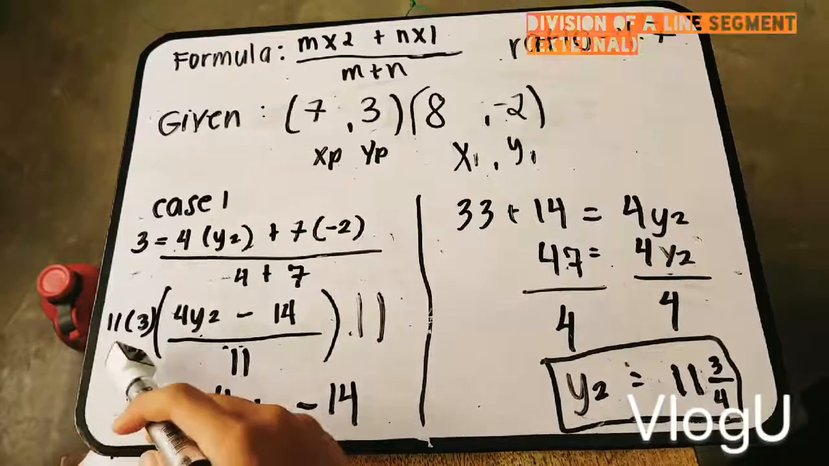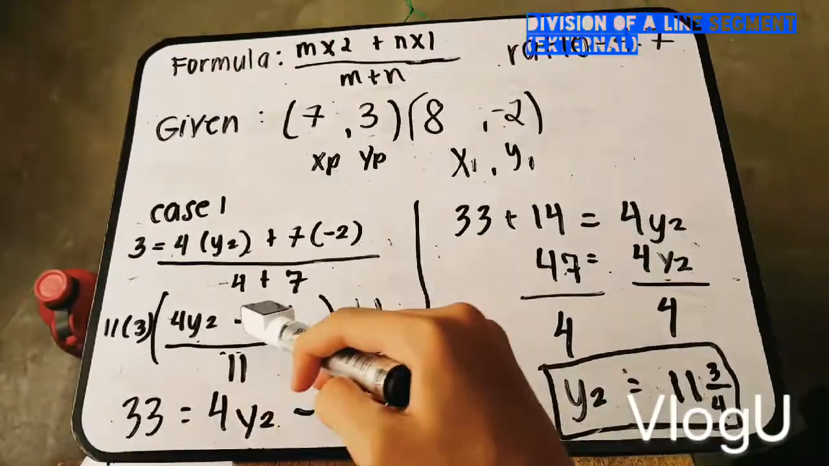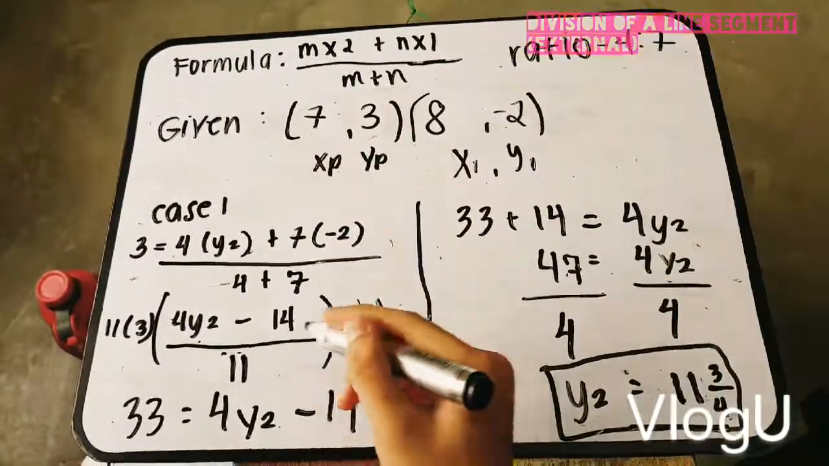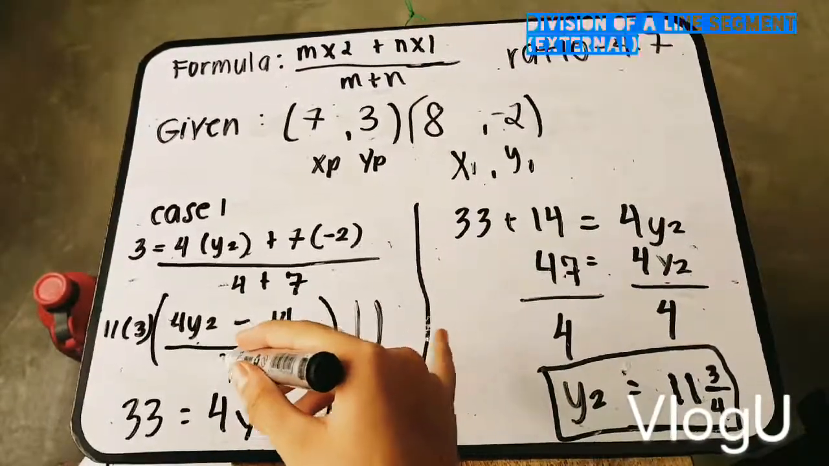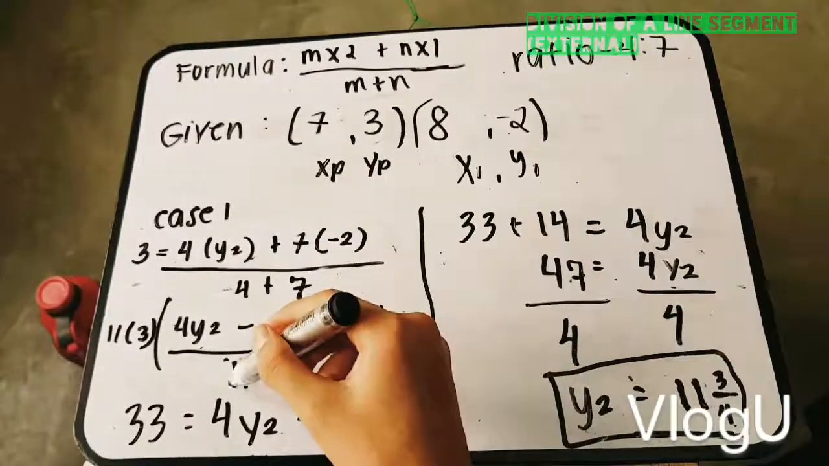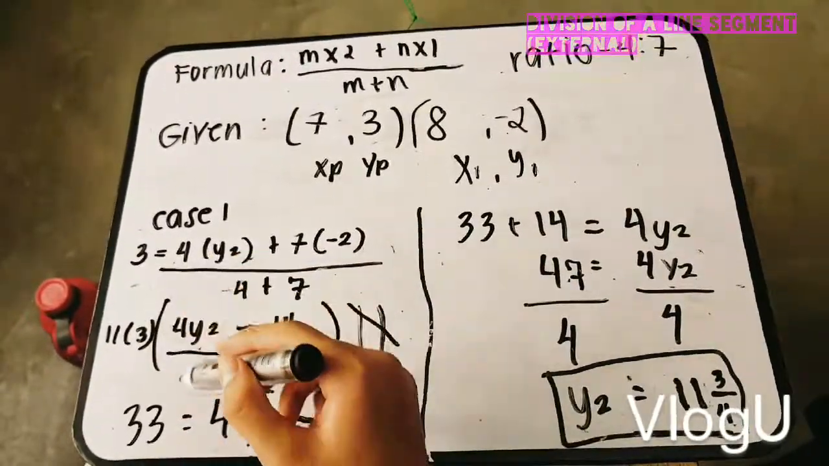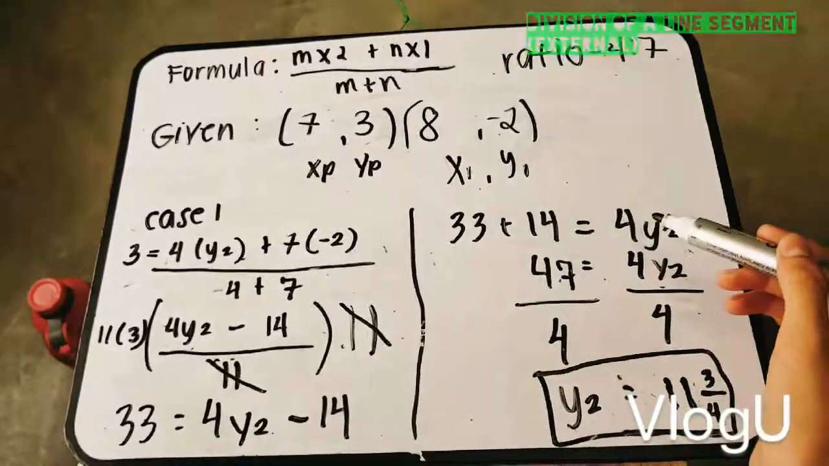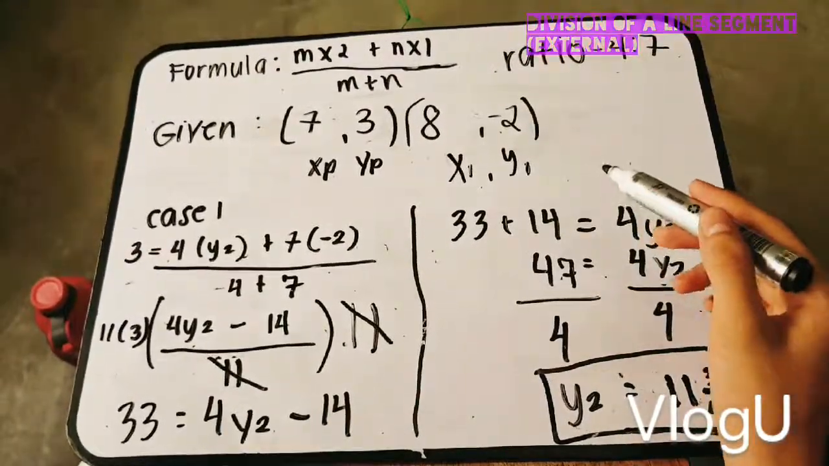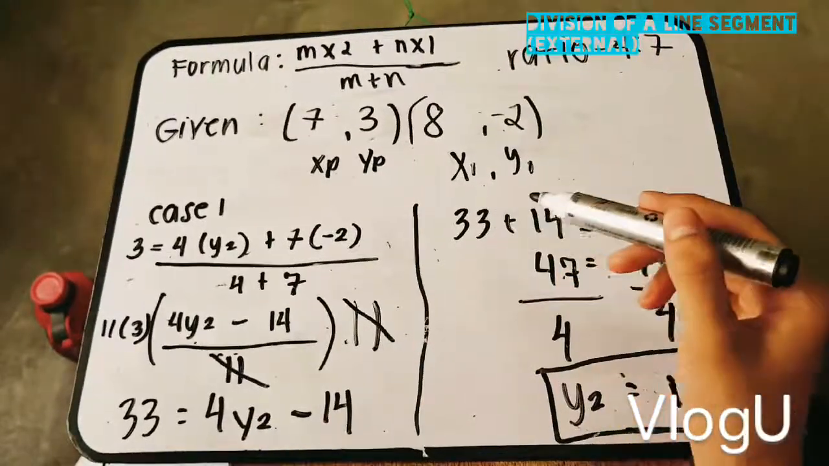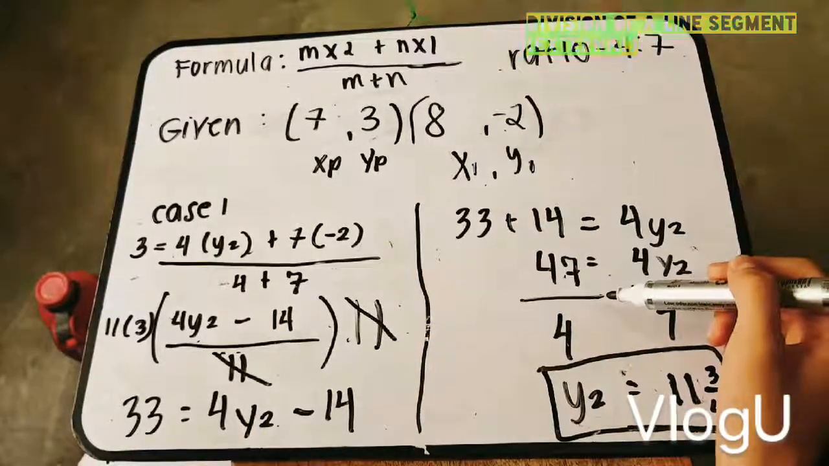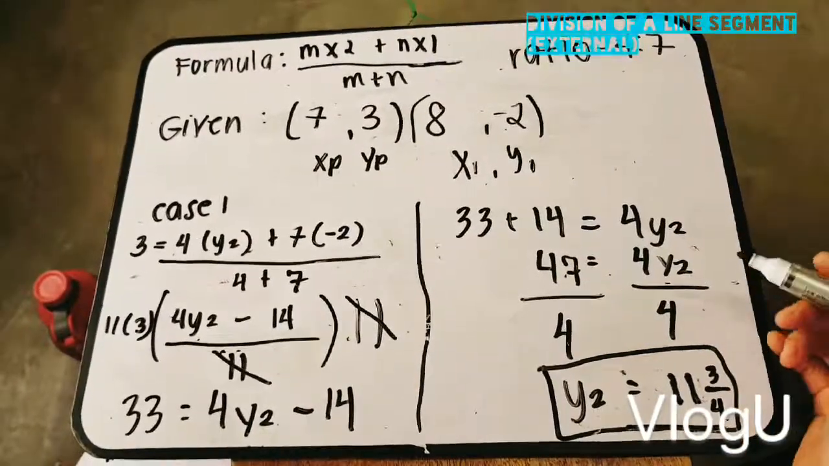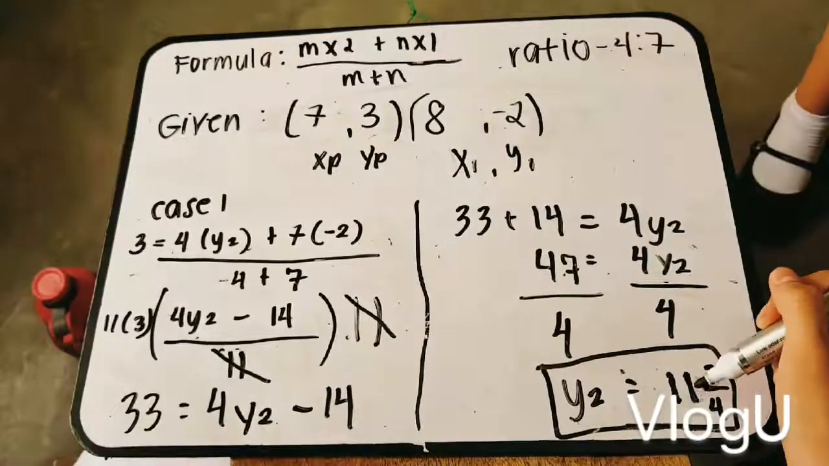After that, we will get 3 is equal to 4 y of 2 minus 14 over 11. We will now multiply this equation by 11 to cancel the denominator of 4y of 2 minus 14. 11 multiplied by 3 is 33 equals 4y of 2 minus 14. Now, we will transpose negative 14, so it will become positive 14 plus 33, which is 47 equals 4y of 2. We will now divide it by 4, and we will get y of 2 equals 11 3/4.